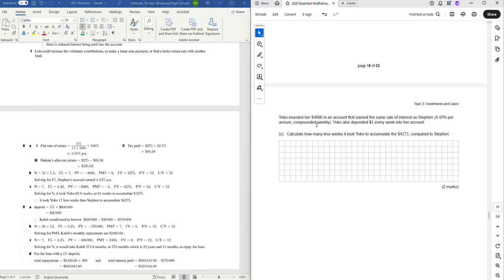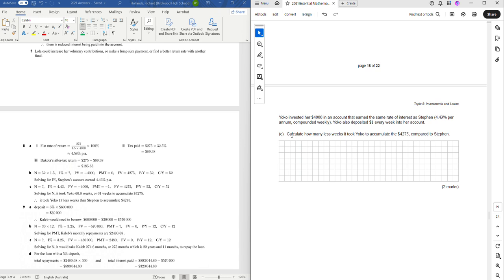Lastly, Yoko invested her $4,000 in an account that earned the same rate of interest as Stephen's, 4.43% per annum compounded weekly, but she also decided she's going to put $1 every week into her account. Calculate how many fewer weeks it took Yoko to accumulate $4,275.